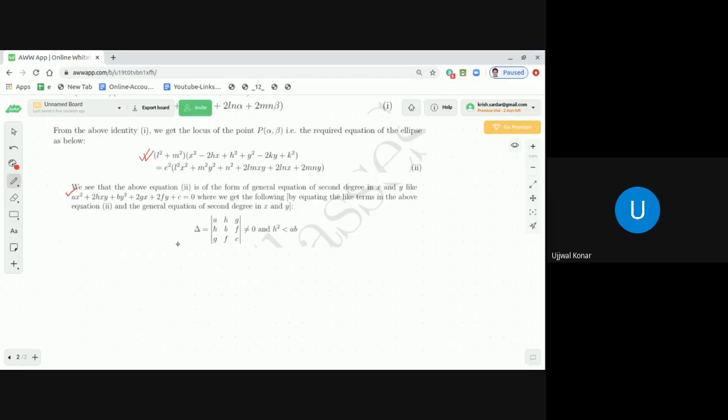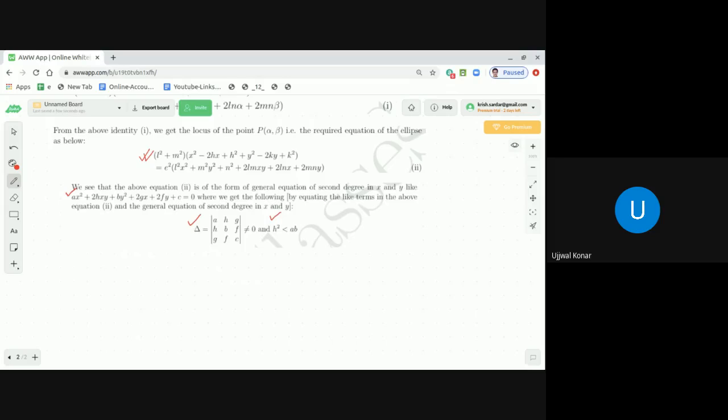You will see that whatever the value of the determinant delta you are getting, that is not equal to 0. And h square, that is the coefficient of 2xy. Actually, if I say that the coefficient of xy divided by 2, that is h, and the product of the coefficients of x square and y square, that is a into b. So we will see that h square is less than a into b. Correct, dear students?